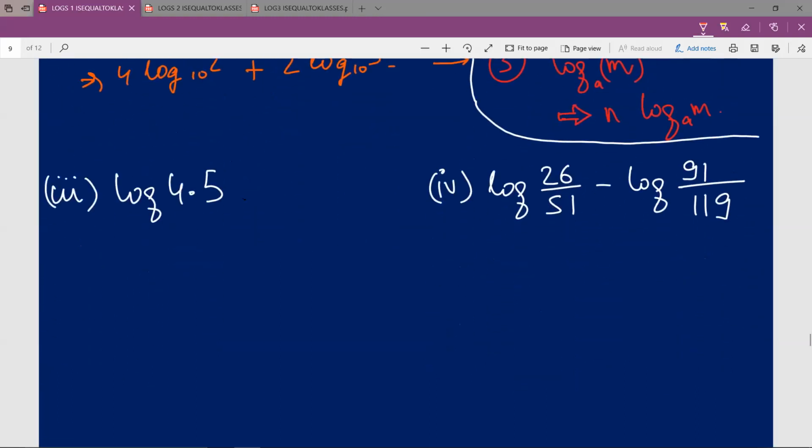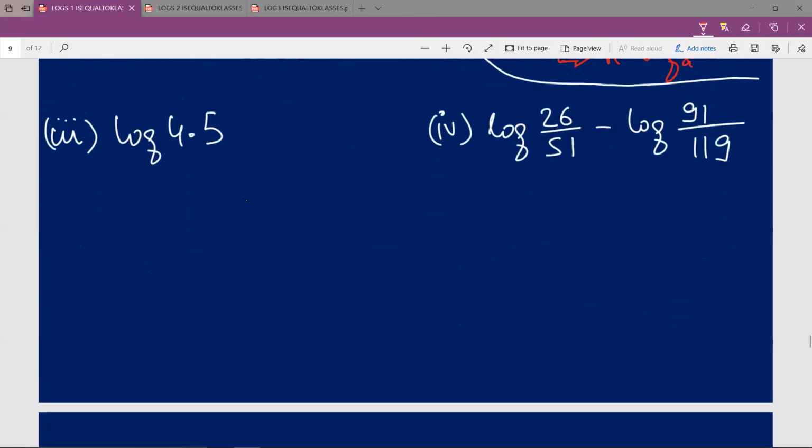So this will be your final representation of log 144 in terms of log of 2 and 3. Moving on to the next third subpart of question number 1, exercise 8a. Now over here, log 4.5. So log of anything. It could be log of anything. Log of fraction, log of simple number, log of whole number, log of decimal. It could be anything. Don't be surprised.